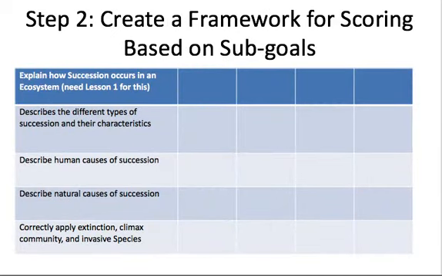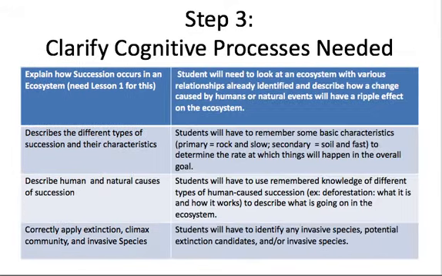Step 2 then, creating a framework. Super easy once I make my goals, because my framework is just my goal structure, right? Super easy. Could do this in your sleep. Step 3 is a little more complicated. I need to think about, well, what are the different cognitive processes that actually go into this thing, right?